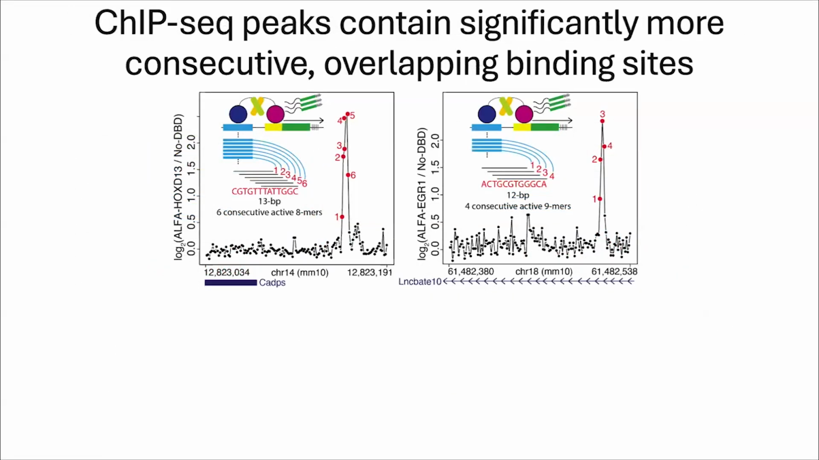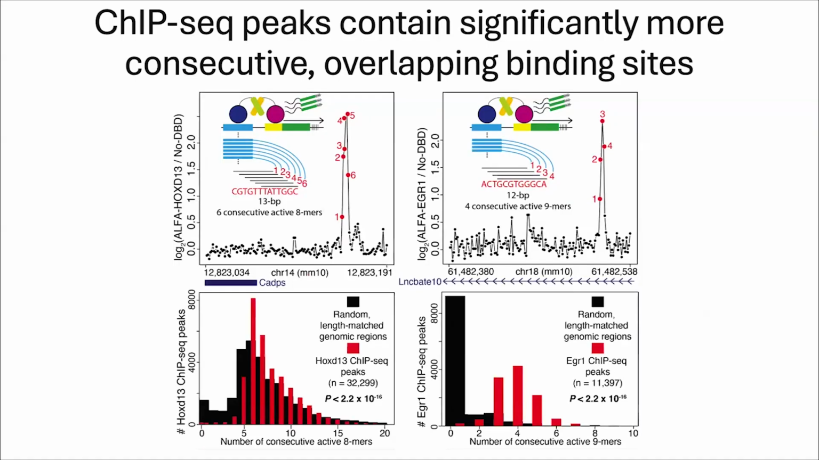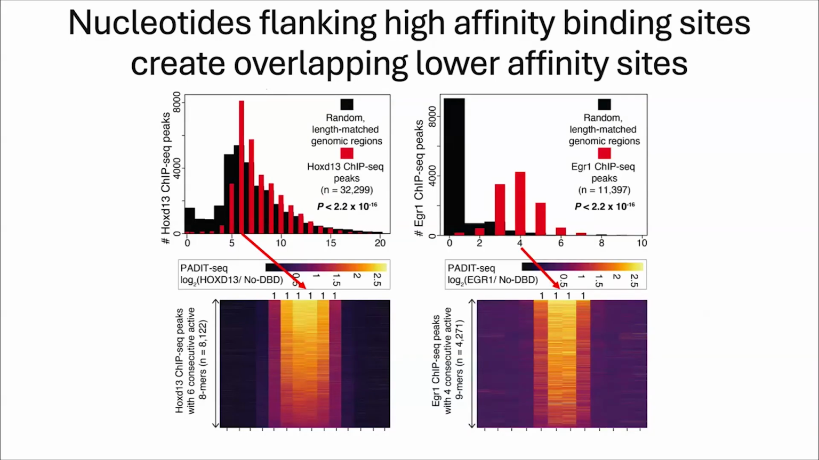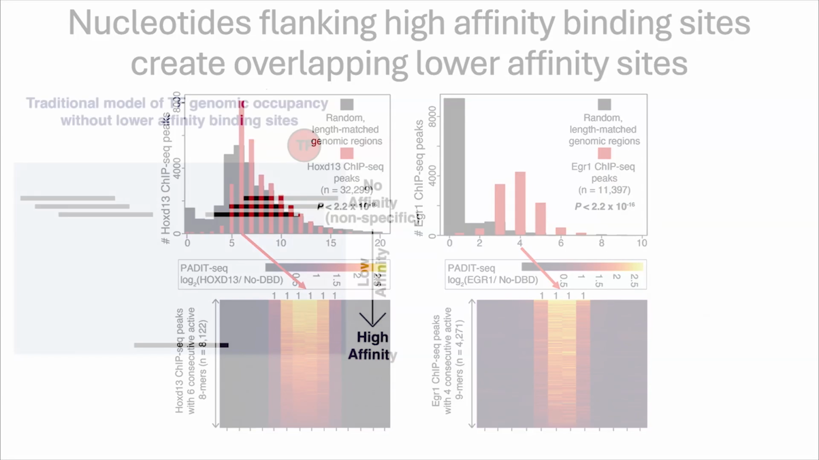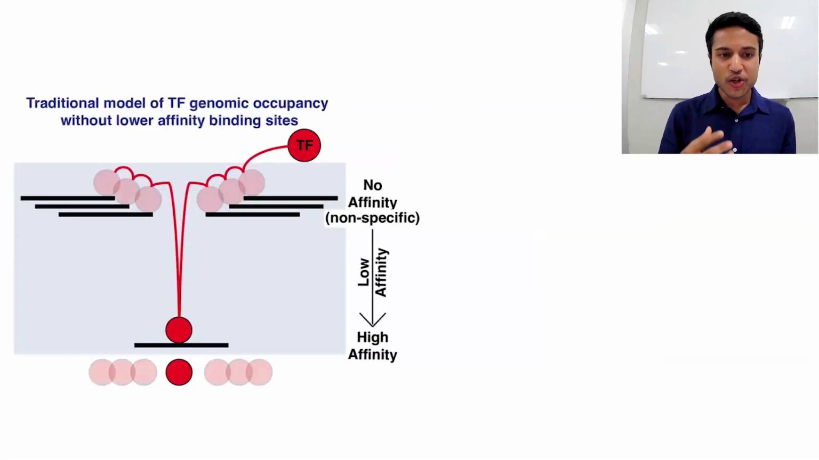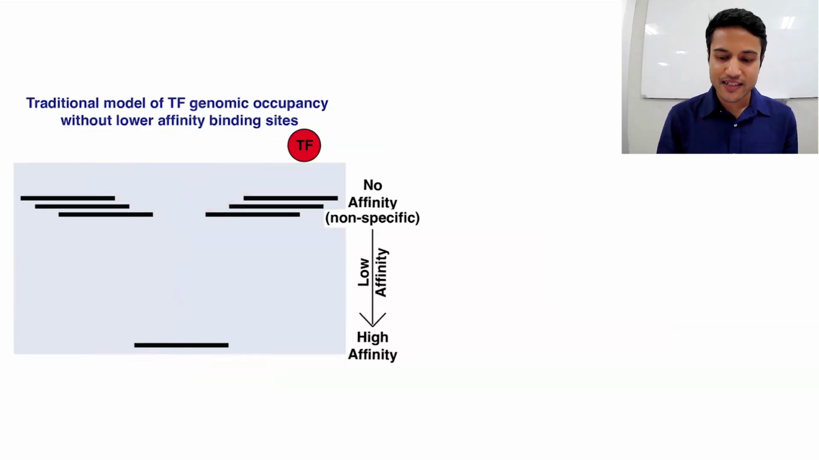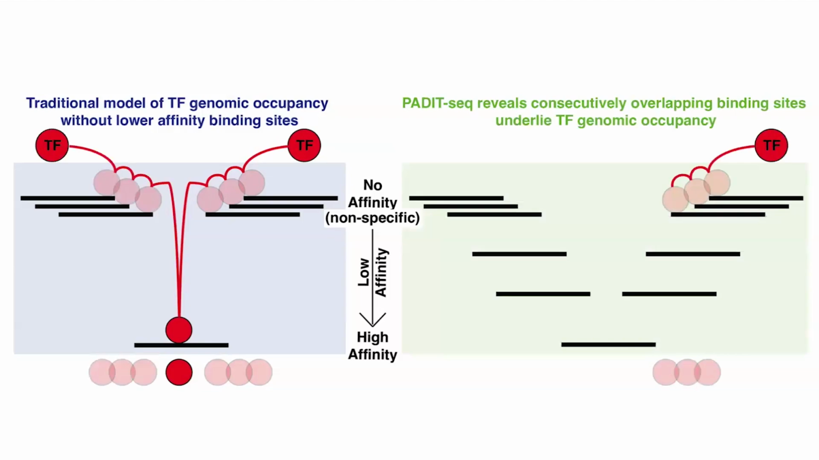In general, ChIP-seq peaks contain significantly more consecutive overlapping binding sites than you would expect by chance, as shown in the histogram here. If you zoom into ChIP-seq peaks that contain 6 overlapping binding sites for HOXD13 or 4 overlapping binding sites for EGR1, there is a very interesting pattern where nucleotides flanking the high affinity binding sites create overlapping lower affinity sites. So the picture that emerges is that instead of the traditional way of thinking of genomic occupancy that does not take into account lower affinity sites, what our data suggests is that TF genomic occupancy is determined by multiple overlapping binding sites instead of individual isolated binding sites.